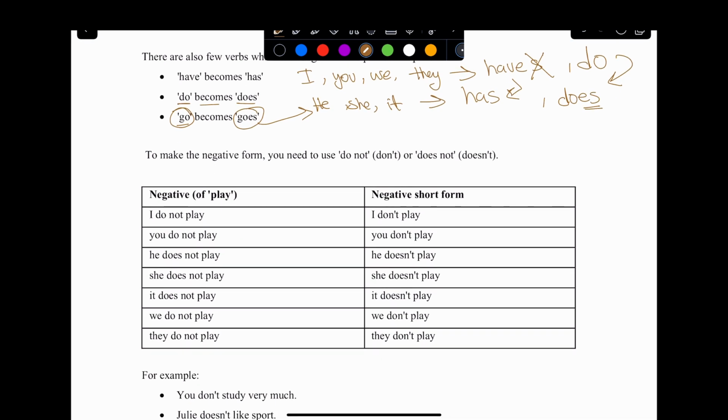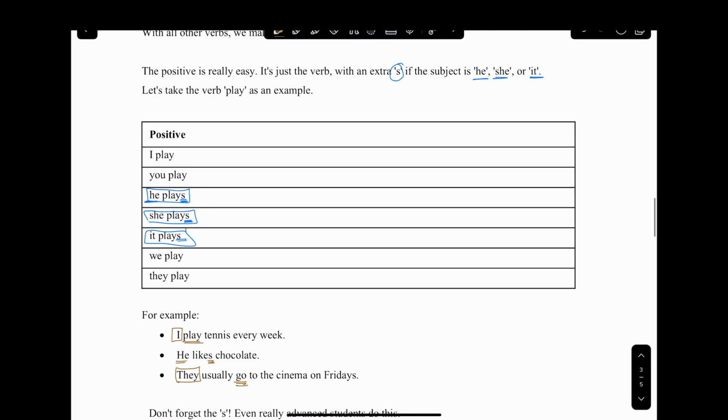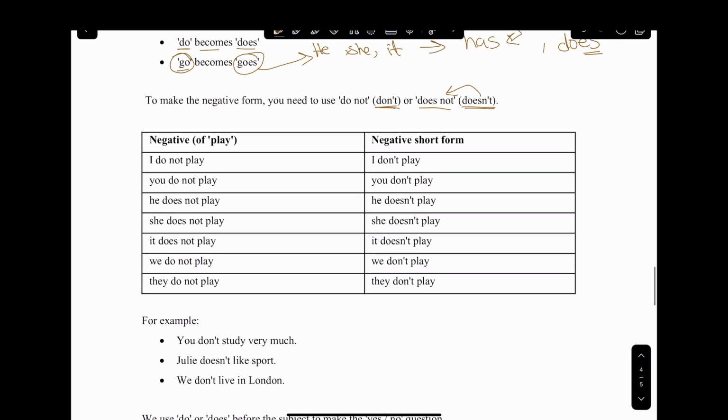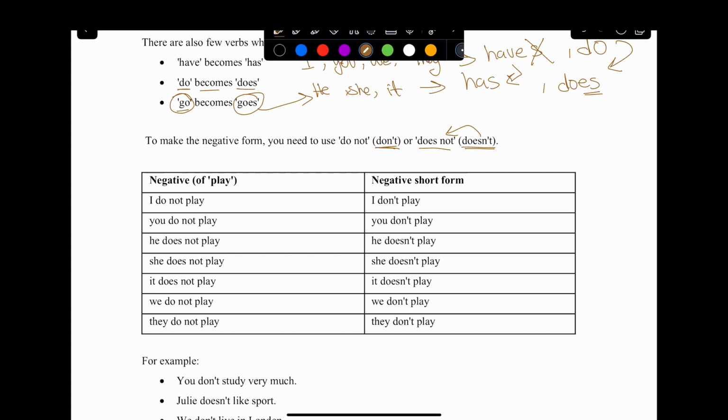Okay. To make the negative form, you need to use do not, so don't, or does not, doesn't. Okay. So إذا أردنا أن ننفي الجملة يجب أن نضيف do not or don't. So هذا don't اختصار do not, or does not, doesn't اختصار does not. So هنا قلنا I play. So that's positive. إذا أردنا أن ننفي ذلك لا يمكن أن نقول I not play أو I play not. Both are wrong، كلاهما خاطئ. ولكن عندما نريد أن ننفي يجب أن نضيف don't or doesn't، وذلك يعتمد على subject.